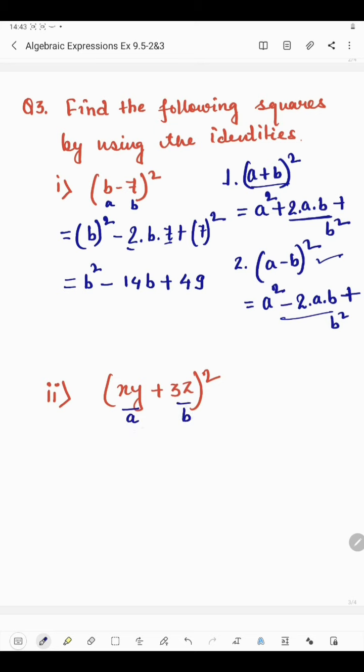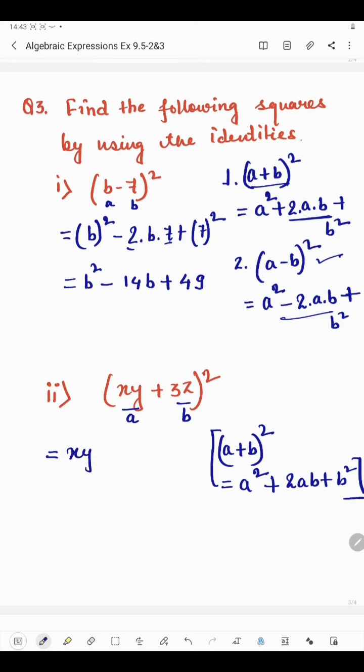So this is the (a plus b) whole square identity, which is square of the first term, a square, plus 2 into a into b, 2 into the first term into the second term, plus square of the second term. We will have to write the identity beside. Now a means xy, so it's (xy) whole square plus 2 into a, which is xy, and b, which is 3z, plus b square, b means (3z) whole square.